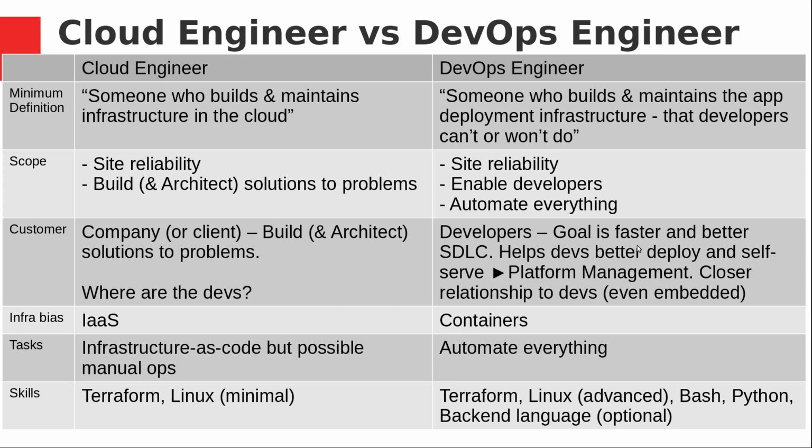The goal is for a faster and better software development lifecycle, and to achieve that, you will generally help developers to better deploy themselves and also self-serve. Maybe their infrastructure, or they need new pipelines or something. If you can make it so that they can better self-serve in the end, that is the ideal goal.